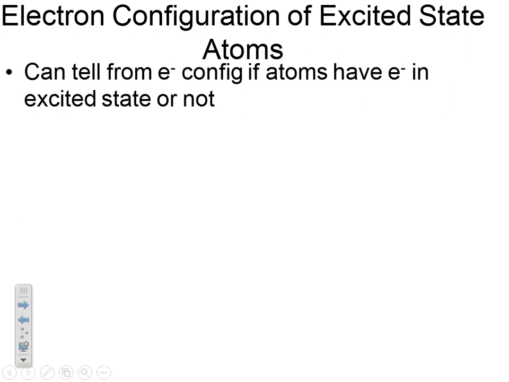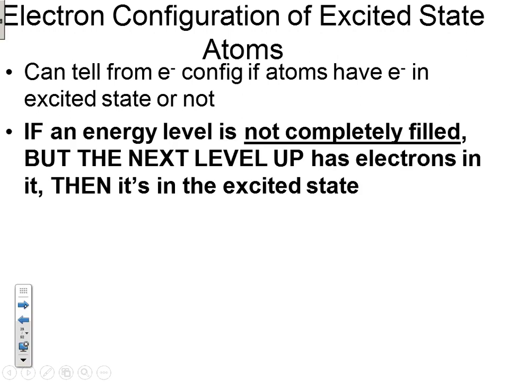Remember, excited state is when the electron moves to a higher energy shell, one where it doesn't usually belong, and this leaves an empty position open at a lower energy shell. And that's exactly what we look for to determine if an electron configuration is in an excited state. If an energy level is not completely full, but the next shell up has electrons in it, meaning you never look at your outermost shell, you only look at everything up to the outermost shell. If there's an open position in one of those shells, then you know you have an excited state configuration.